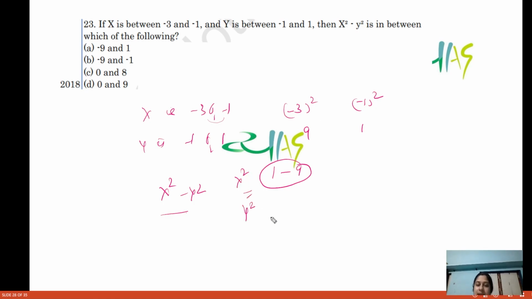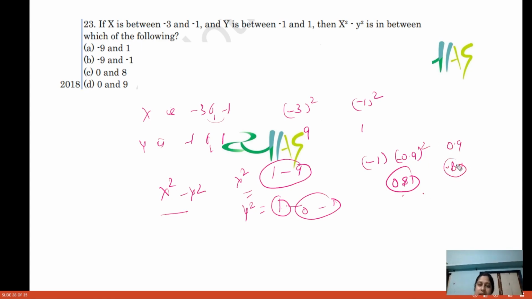And y square, if y is between -1 and 1, so your y square is between what? Nothing is given here about whether it is an integer or not. So your y square will be between 0 and 1. Because if we take -0.9 it becomes 0.81, and if we take 0.9 it becomes 0.81. So this is basically between 0 and 1.